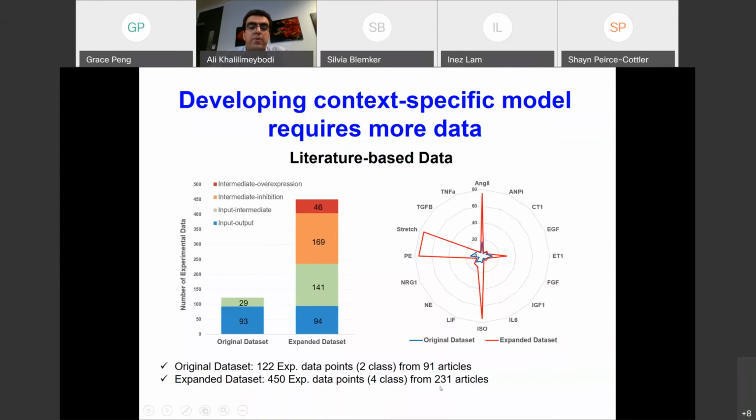And this diagram shows the distribution of our data based on the agonist, or the stimulator, that results in cardiac hypertrophy. We focus on the four main agonists of cardiac hypertrophy: isoproterenol, angiotensin II, endothelin, and phenylephrine, for predicting and developing the context-specific model for each of these agonists.